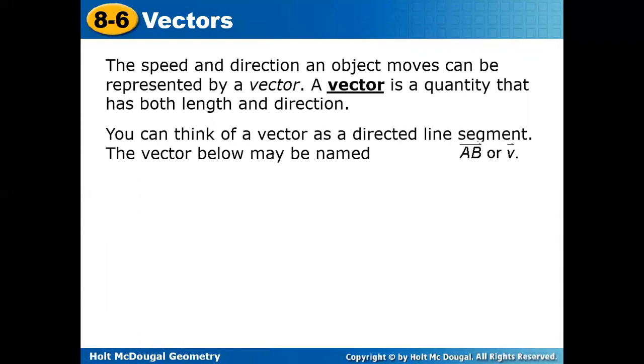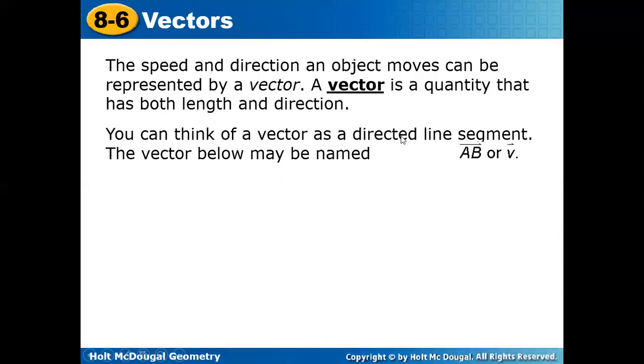You know, in science, the speed and direction of an object moves can be represented by a vector. So the vector is a quantity that has both length and direction. You can think of a vector as directed line segment. So the vector is a directed line segment.